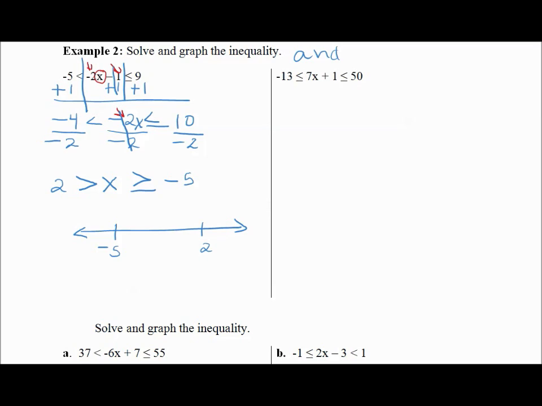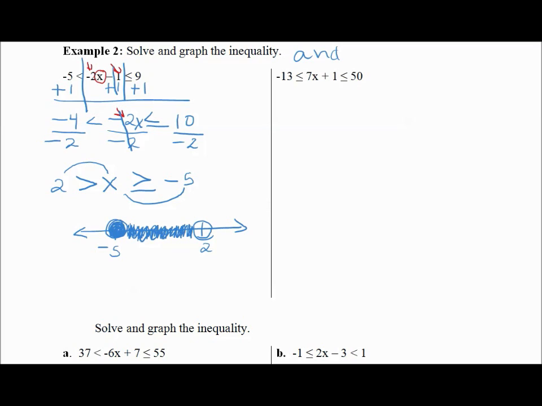For -5, I see that -5 is included in the solution, so I'll have to shade it in. But 2, it just says less than 2, so I don't need to shade that in. So now when I read this, reading the right side, I have x's that are greater than or equal to -5. Everything greater than -5 on the number line will be to the right. And when I read the left side, I want x's that are less than 2. Everything less than 2 on the number line would be to the left.